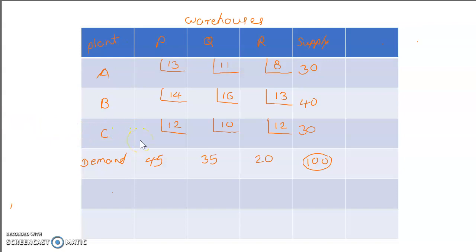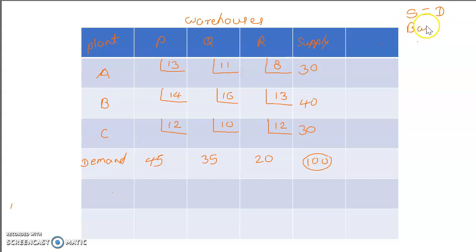In this matrix, there are 3 plants and 3 warehouses. The plants are A, B, C. Their respective capacities are given: 30, 40, 30. The total is 100. Warehouses are given P, Q, R. Their respective demands are given: 45, 35, 20. The demand is 100.